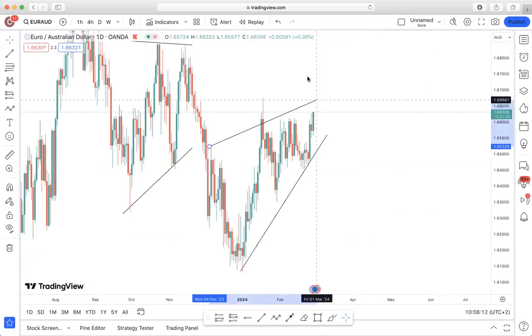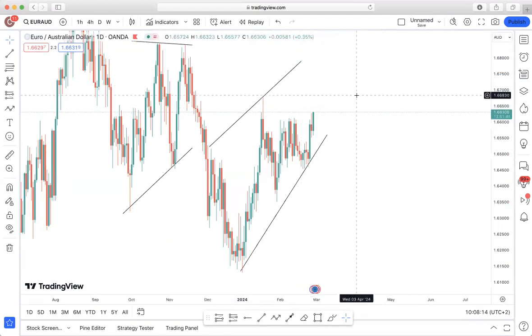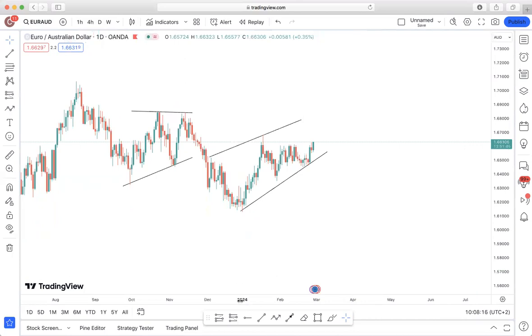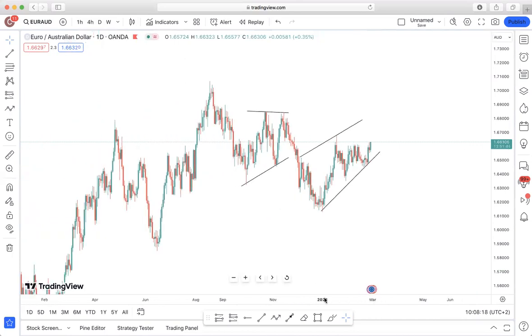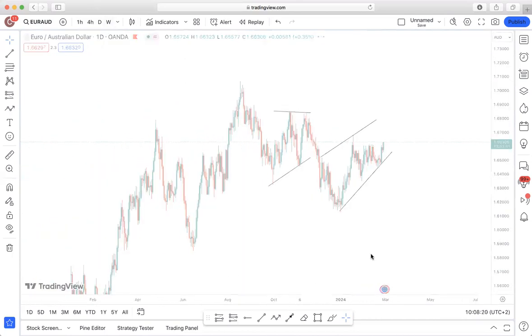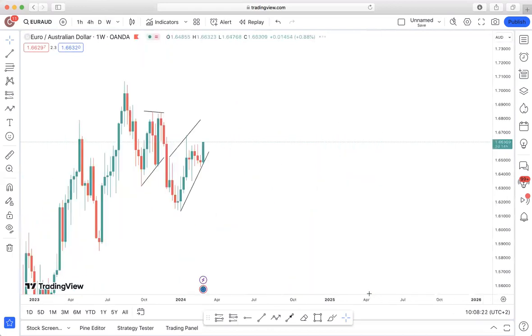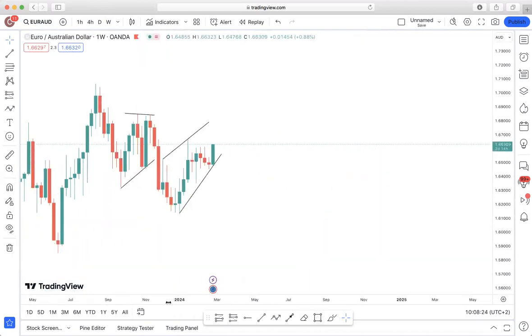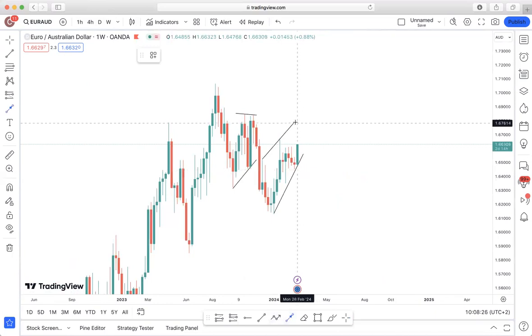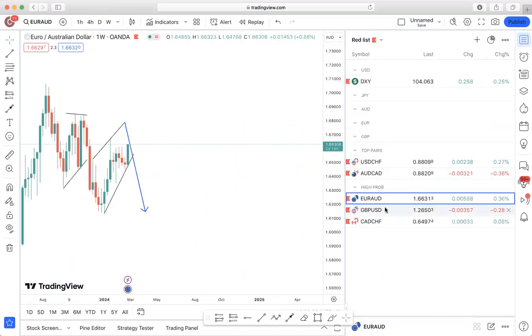Euro AUD. With Euro AUD, on this one, I was looking for sales. So I'm waiting for this to reach key areas on the weekly. This is looking more like a continuation pattern, so I'm looking for a key area for this to break out over here. That's why I'm not focusing on this one.